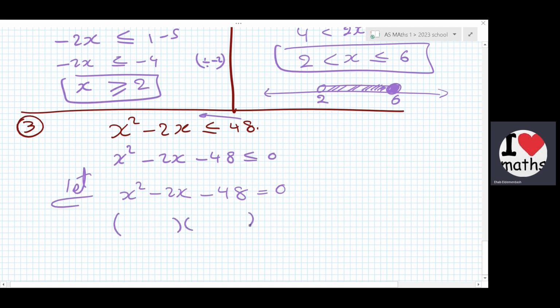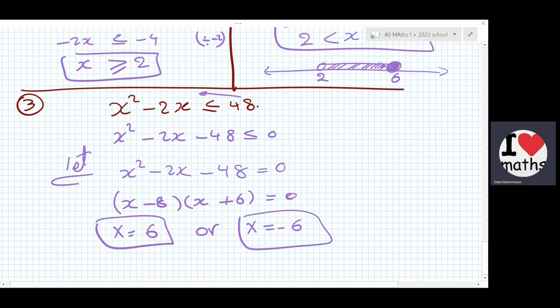Once you have this equation, you can simplify. Here x squared, x and x. Two numbers whose product is 48, and here minus 8 and plus 6. So you can get the answer as x equal to 6 or x equal to negative 6. That is if it's an equation.